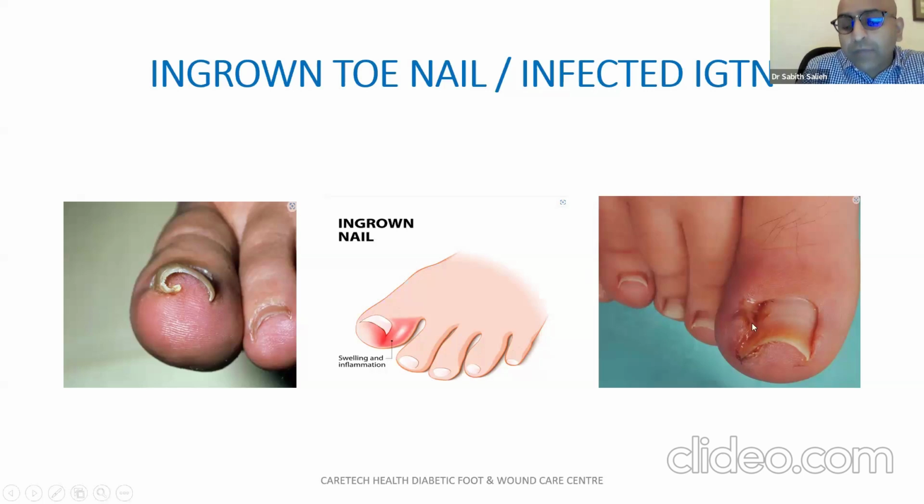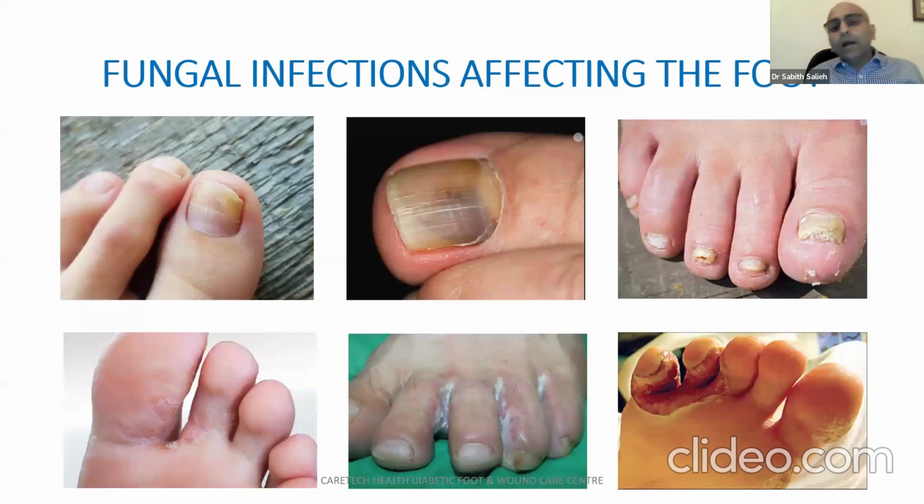And if they are infected, we cover them with oral antibiotics, and then once it settles down, we do a partial nail avulsion. This is extremely important because all these things can start from a small wound like this and result in an amputation. Fungal infections are very, very common. We do see a lot of fungal infections in diabetic patients. They are more prone to fungal infections. It can involve the nail, the web space, the foot as well.